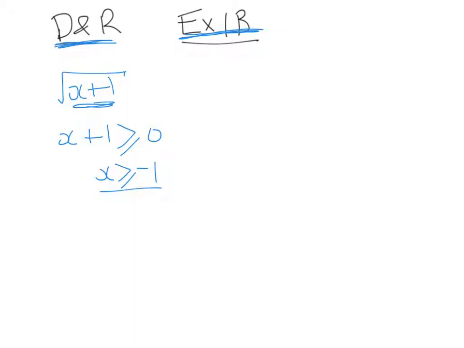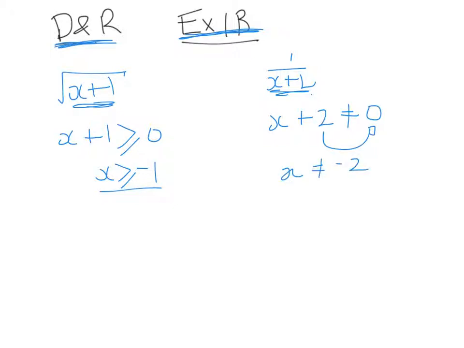Now, on the other hand, if you have a fraction, anything under a fraction can't be equal to 0. So if we say x plus 2 can't be equal to 0, and then we take that 2 across to the other side, we can say, well, x can't be equal to -2. Now that's important for calculating the domain and range. So remember those two things when you're working on some of these exercises in 1B.